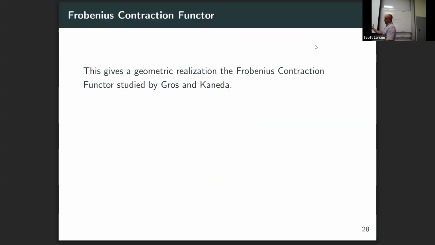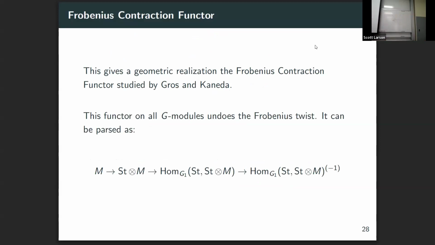And they showed that it corresponded with a geometric realization of a functor that Dan and I have played with some, the Frobenius contraction functor, which has been studied by Gross and Kaneda. And what is this functor? Well, if I take a module that's Frobenius twisted, I can untwist it to a regular G module. The Frobenius contraction is a functor that you can apply to any module, twisted or not. It will untwist the ones that are twisted, but it'll give you something interesting even for a non-twisted module.